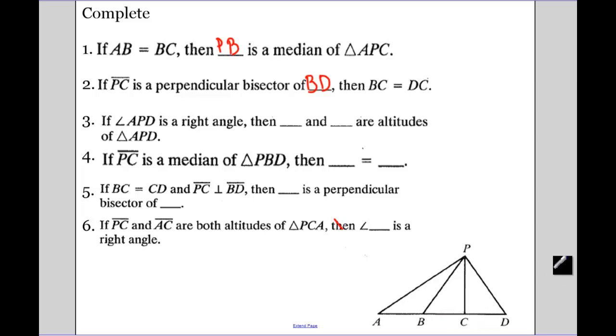Okay. If angle APD is a right angle, so I'm going to draw in my right angle symbol. So I have a right angle in there. Then, what two segments are the altitudes? Well, the altitudes are going to be the segments that are the legs. So PA and PD.